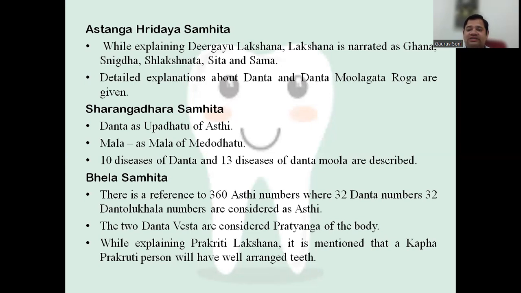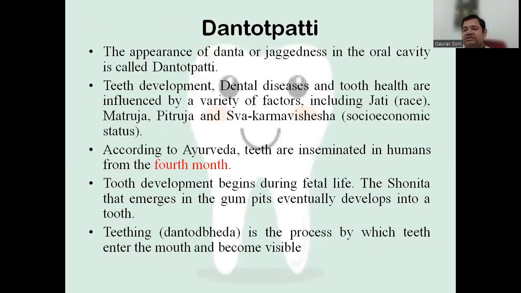Bhel Samhita again says these are part of Asti only. Two Danta Vesta are considered to be the Pratyanga of the body. And when they are talking about Kapha Prakriti Lakshana, then the person should have well arranged teeth. These are some references which we are getting from the Samhita. Next, we will talk about Dant Utpatti.